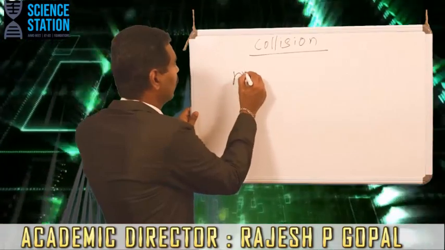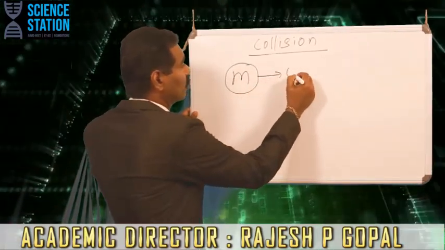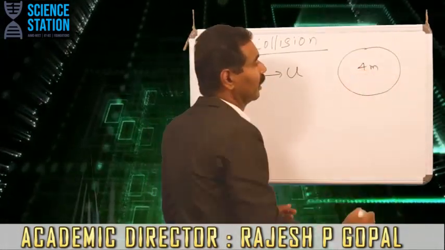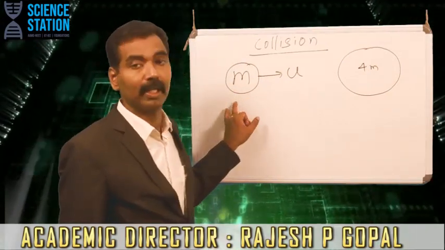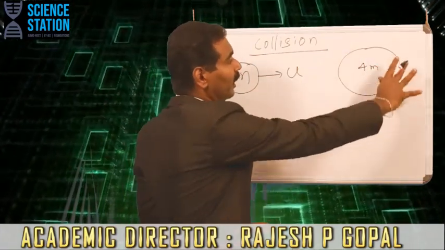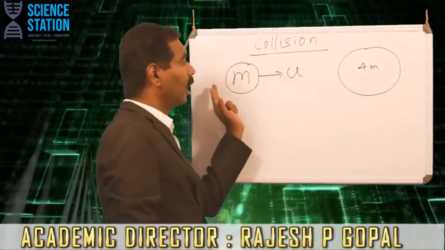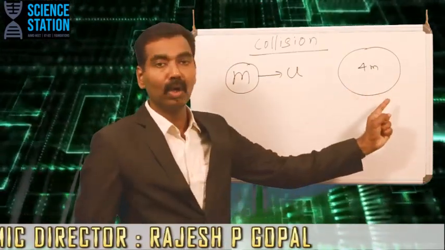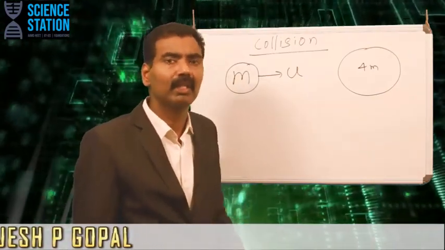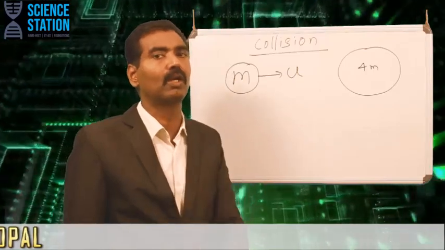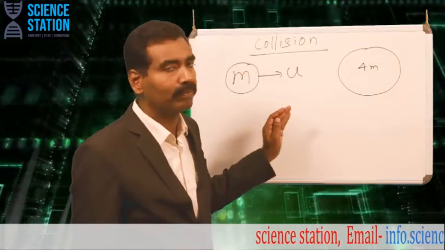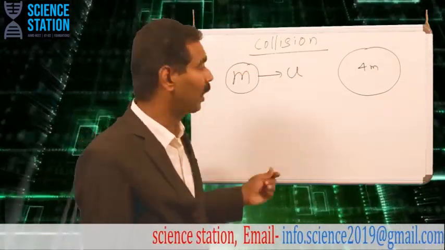A body of mass m moves with a velocity u and collides with another body of mass 4m. The second body is initially at rest, and after the collision the colliding body returns back with some velocity that we don't know. We can even find it out by using the law of conservation of momentum. And here the problem is you have to find out the coefficient of restitution, the value of e.